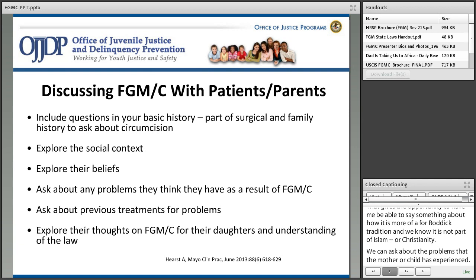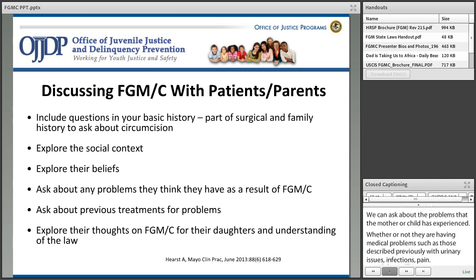You can also ask then at that time whether or not they've received any treatment for any problems, and then explore their thoughts on any future children, or if they have younger children, what they feel should be happening to that child, whether they were hoping that child be circumcised, and help them to understand that it is illegal here.